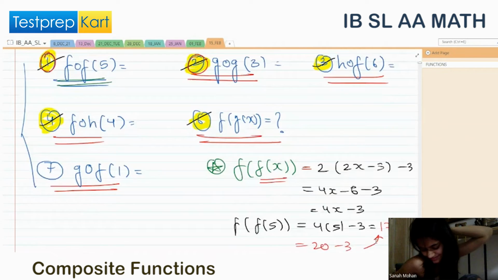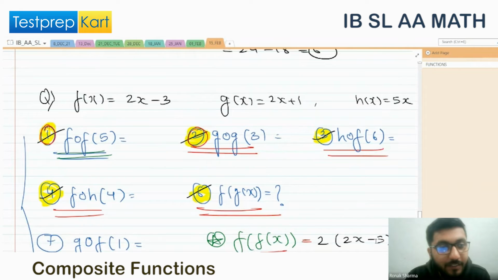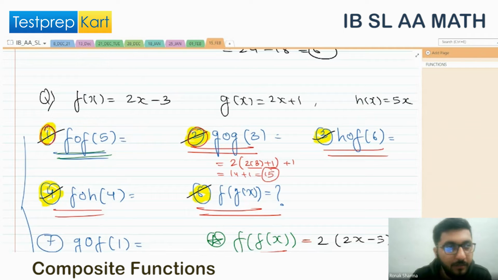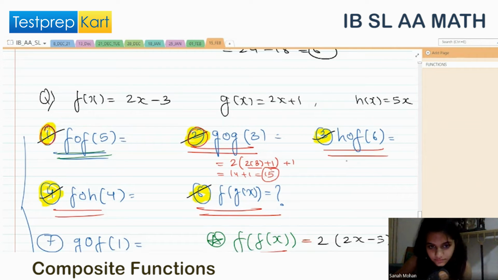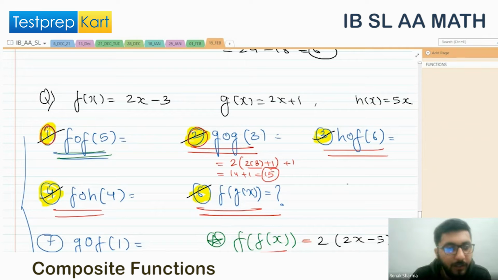Then g of 3. It will be 2 times 3 plus 1, plus 1. So 2 times 3 is 6, 6 plus 1 is 7, 7 into 2 is 14, 14 plus 1 is 15. You got 15? Okay. Tell me the answer for question number 6.